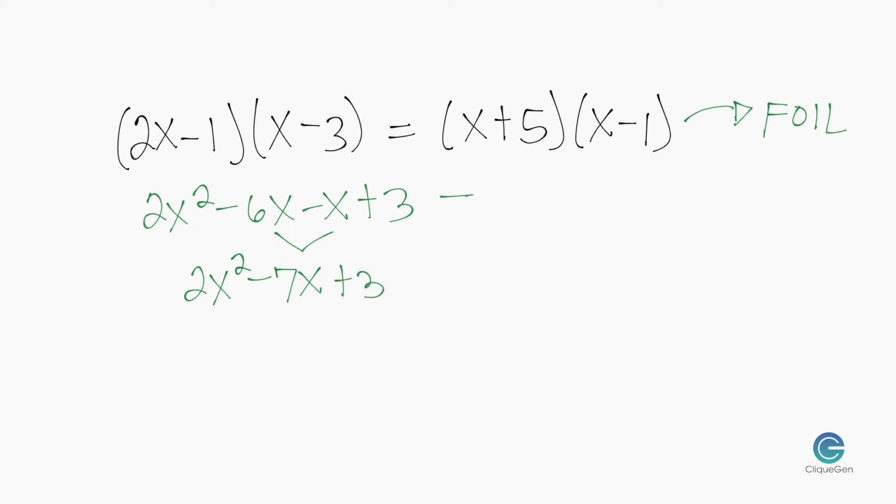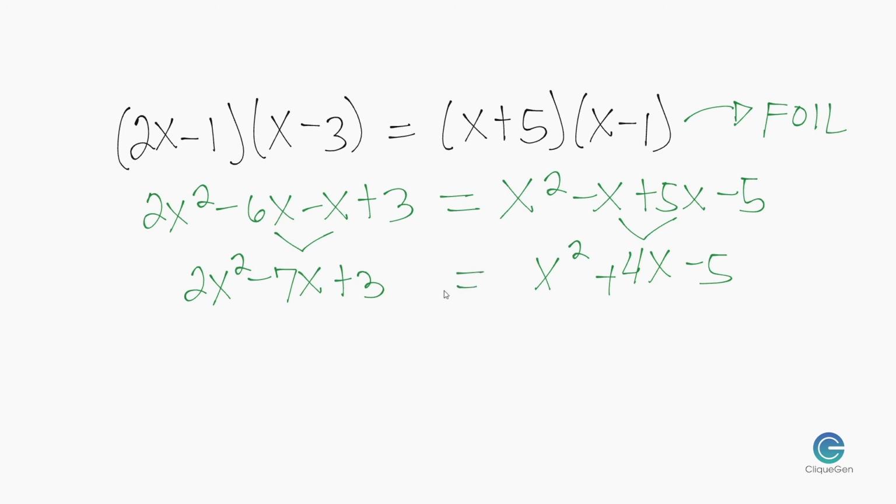Moving on to the right side of the equation, x times x is x squared, x times negative 1 is negative x, 5 times x is 5x, and 5 times negative 1 is negative 5. Combining similar terms, negative x plus 5x is 4x, thus it gives us the answer x squared plus 4x minus 5.